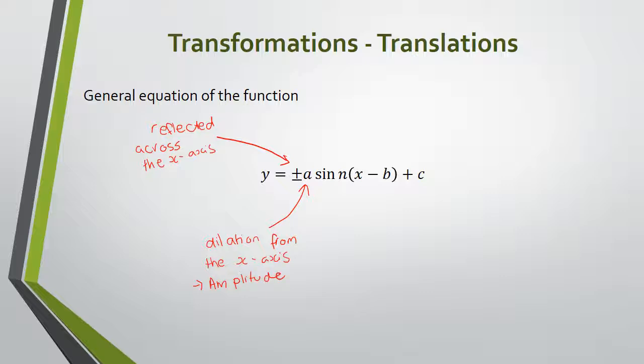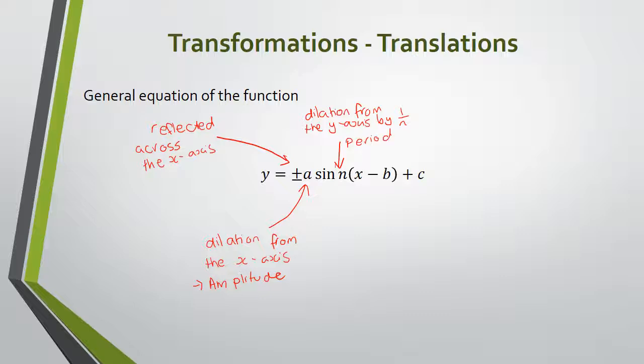Okay, then we have the effect of n here. It is within the function, so this tells us it affects the x values, so it's a dilation from the y-axis by 1 over n. Remember we need to get that 1 over n, and this affects the period.